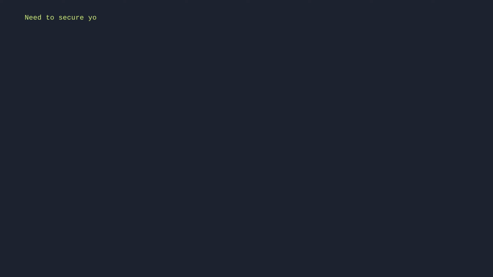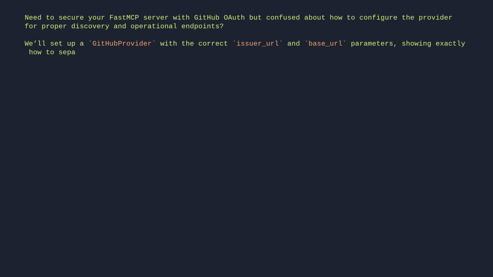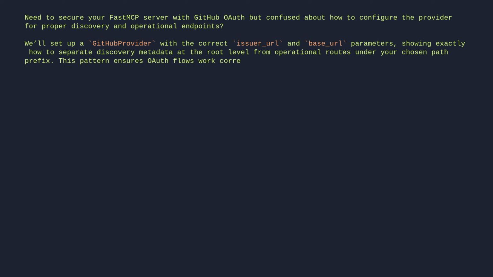Need to secure your FastMCP server with GitHub OAuth, but confused about how to configure the provider for proper discovery and operational endpoints? We'll set up a GitHubProvider with the correct issuer URL and base URL parameters, showing exactly how to separate discovery metadata at the root level from operational routes under your chosen path prefix. This pattern ensures OAuth flows work correctly while keeping your MCP endpoints organized under a clean URL structure.